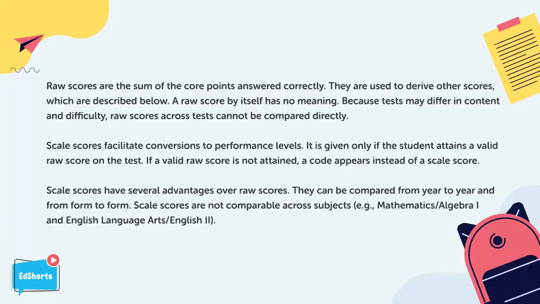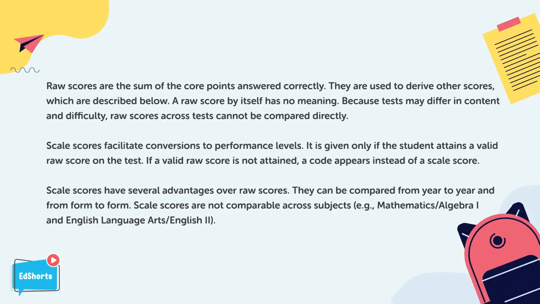Two types of scores are used to report student results for the Mississippi Academic Assessment Program: raw scores and scale scores. These scores are used to identify the strengths and weaknesses of students and groups of students on the MAAP tests. They also determine individual student achievement in the learning standards specified for each subject. Raw scores are the sum of the score points answered correctly. They are used to derive other scores, which are described below.